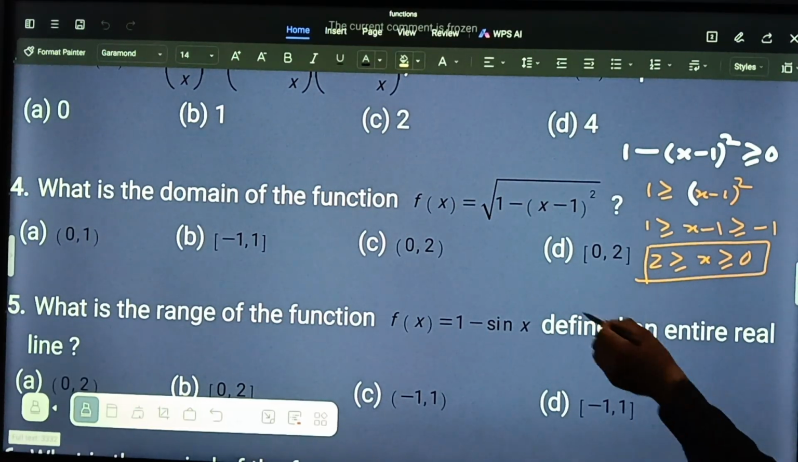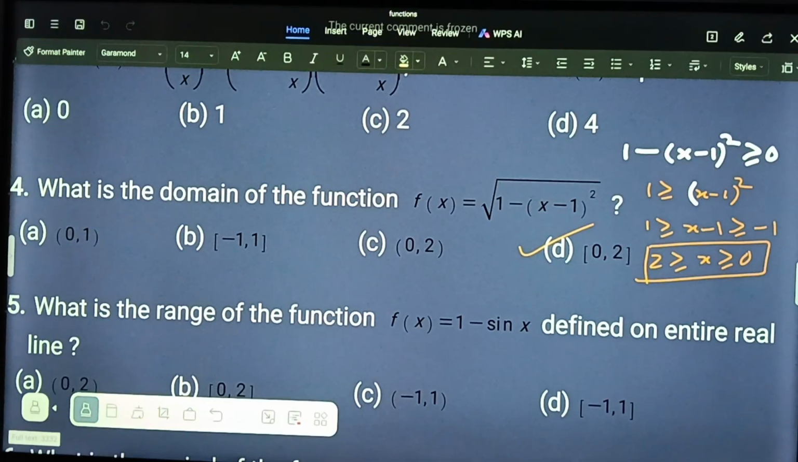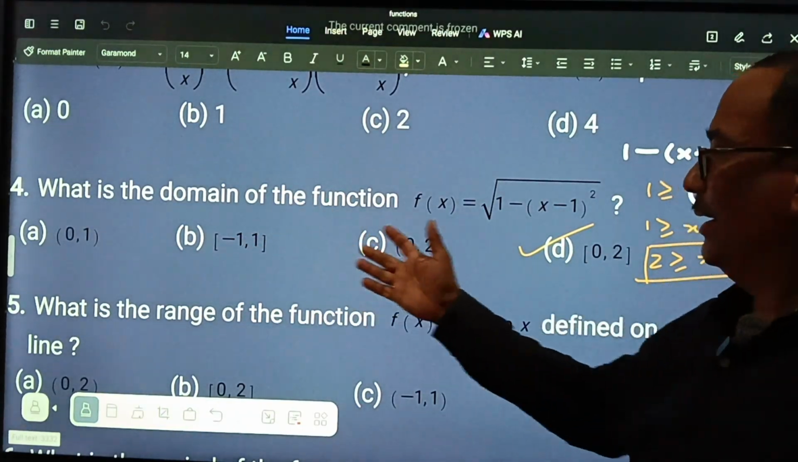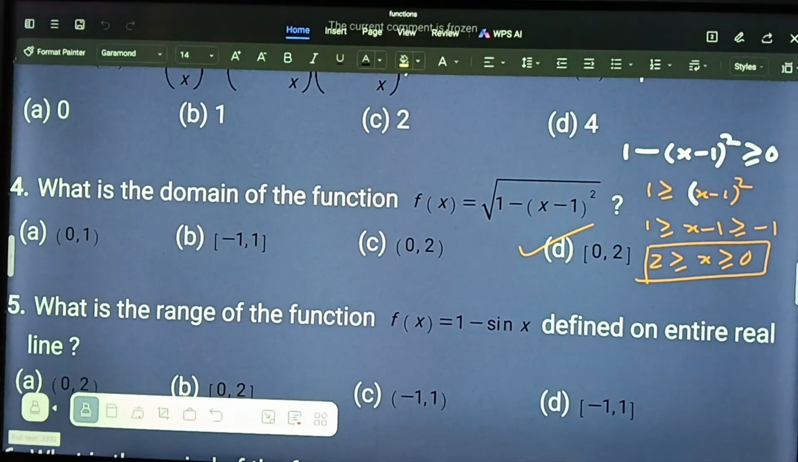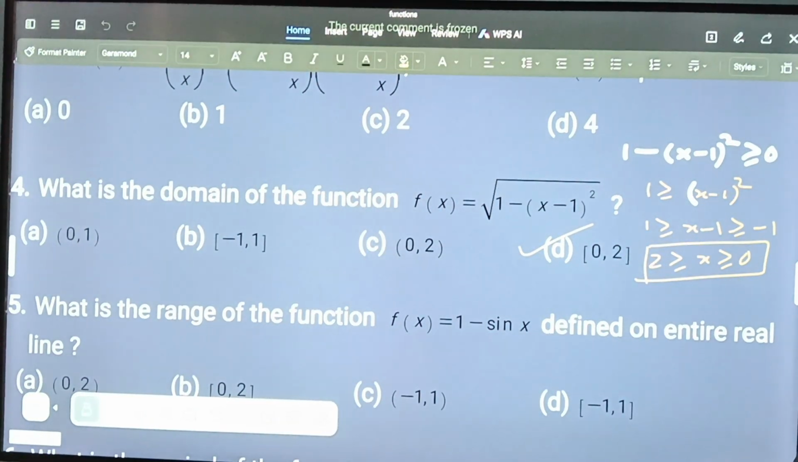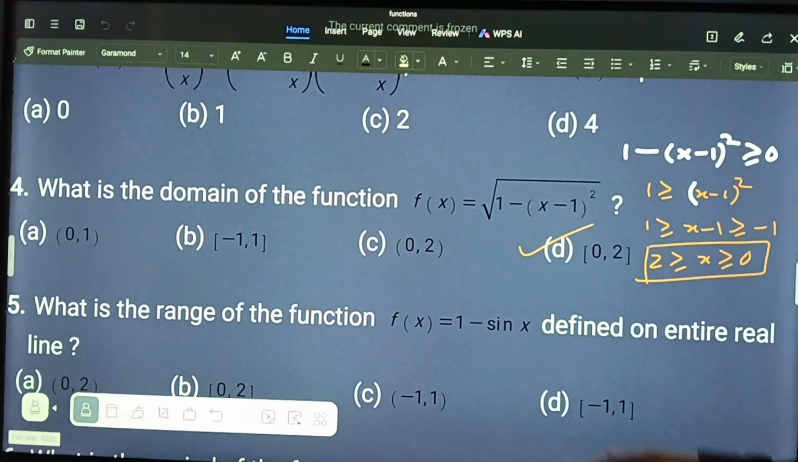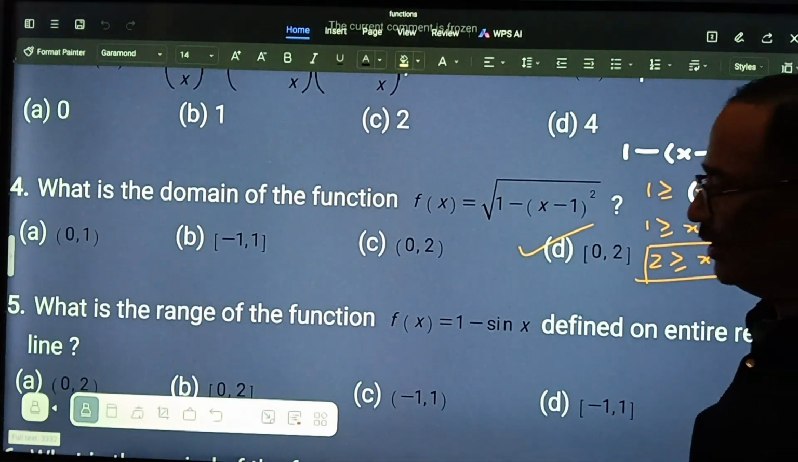That is, our correct answer is 0 to 2. Hence in these 4 options, option D is correct. D is there, 0 to 2. Now the next question is the 25th question.